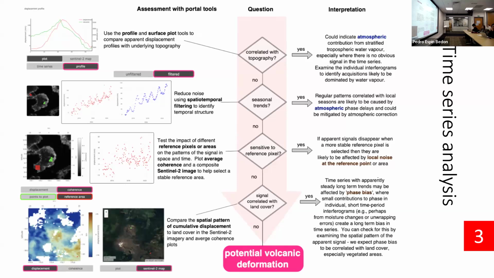And finally, you can also look at the correlation between the signal and line product. So in this case, you have an apparent displacement signal, which is correlated with the topography associated with the signal in there. And you can do that by flicking between the displacement and the Sentinel-2 imagery of the same area.